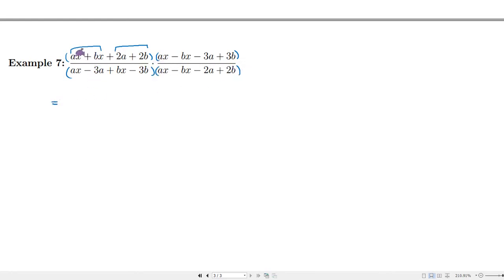So factor by grouping, I can factor out an x, and I'm left with a plus b. I can factor out a 2, and I'm left with a plus b. So that's this whole factor. And then here, what can I factor out of these two separately? These two I can factor out an x, and I'm left with a minus b. Here we can factor out minus 3, and we're left with a minus b.